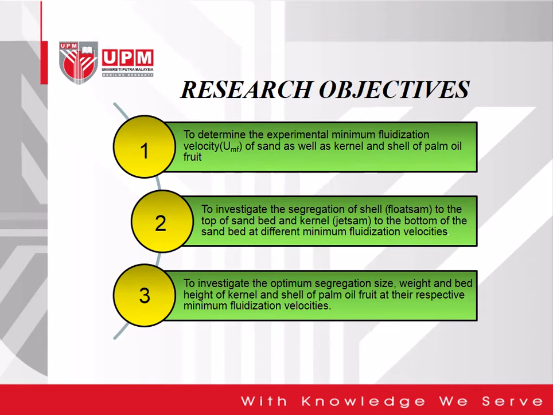So my research objective is three main things. The first one is to determine the experimental minimum fluidization velocity (UMF) of sand as well as kernel and shell of palm oil nut fruit. The second is to investigate the segregation of shell, which we call float, as it segregates to the top of the sand bed, and kernel, which we call jetsam, to the bottom of the sand bed at different minimum fluidization velocity. My third objective is to investigate the optimum size segregation, weight, and bed height of kernel and shell of palm oil fruit at their respective minimum fluidization velocity.